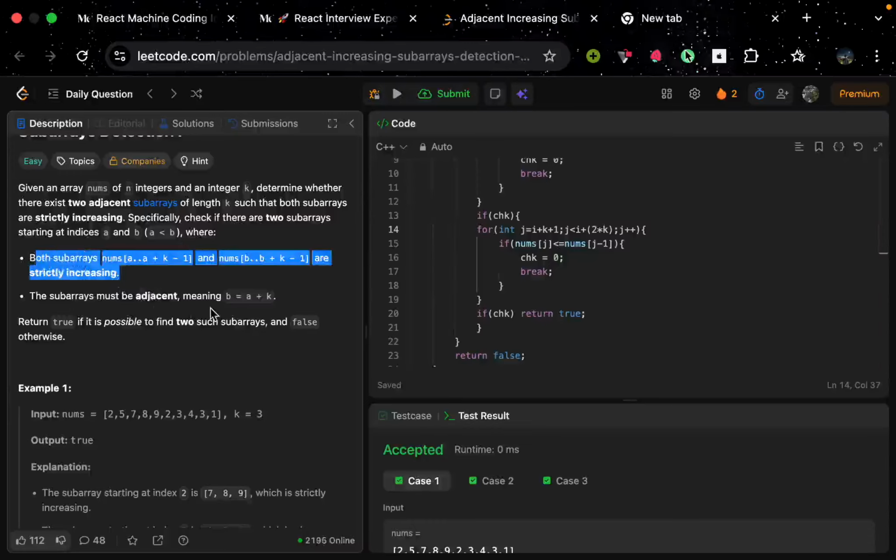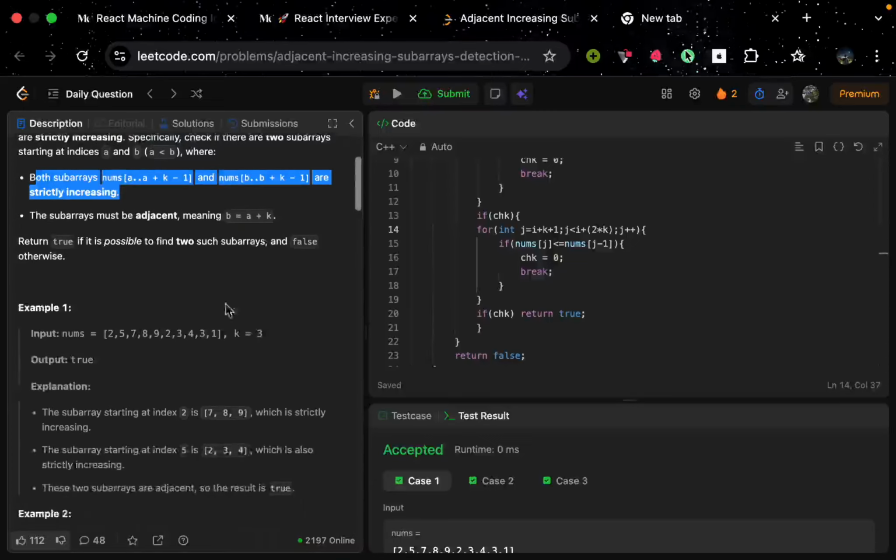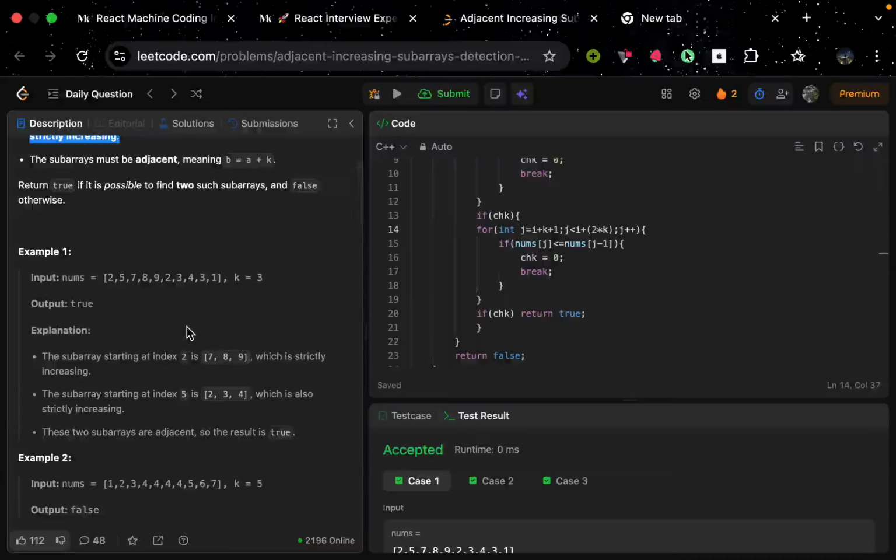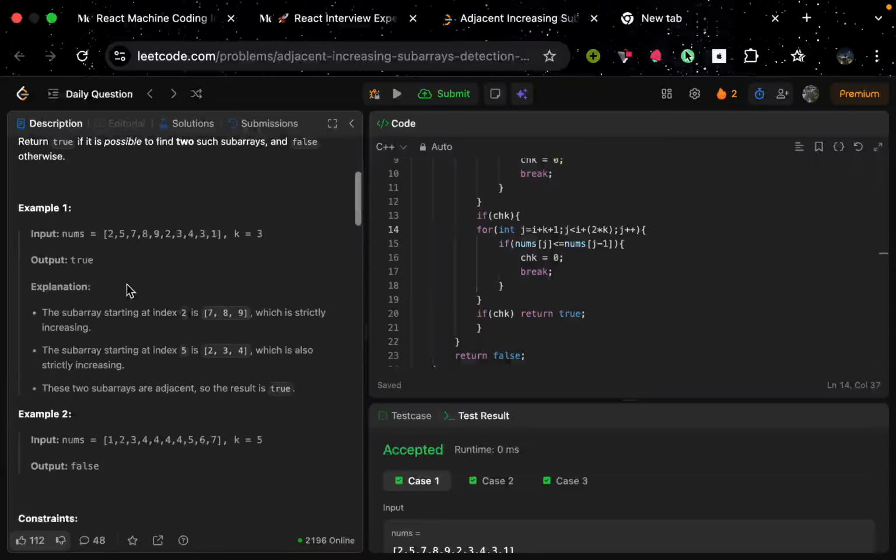The subarrays must be adjacent, which means the first subarray and the second subarray should be neighbors. Return true if it is possible to find two such subarrays, otherwise false. So let's understand with this example.